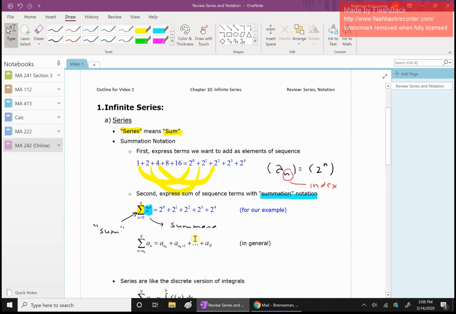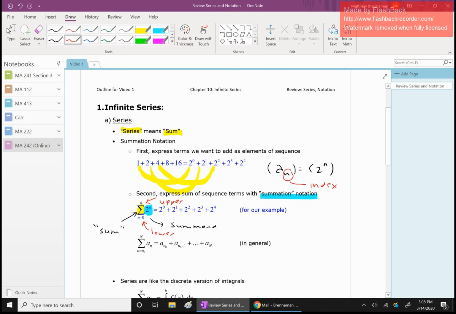And so we have to tell this set of instructions at what part in the sequence we want to start summing, and this is indicated by what we call the lower index. So this is saying take the sum of 2 to the n starting at n equal to 0 and going up to n equal to 4. So this is called the upper index.